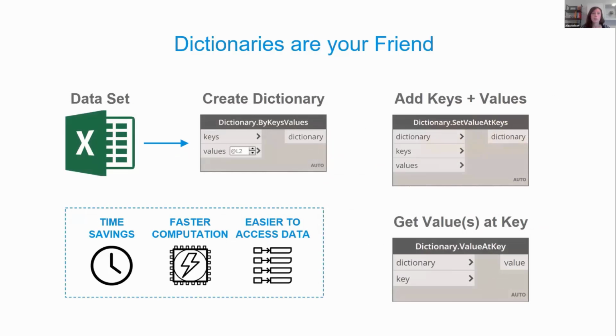One of the important items we discuss in our lab as well is dictionaries and how useful and necessary they are for generative design explorations. They're much faster to compute. They make data easier for us to understand and save time like crazy.